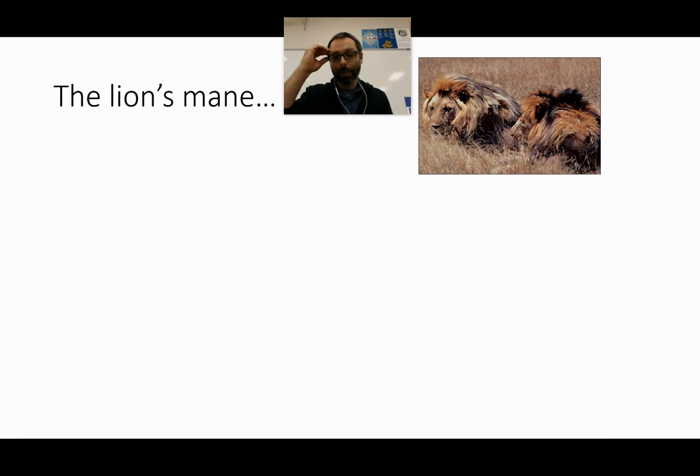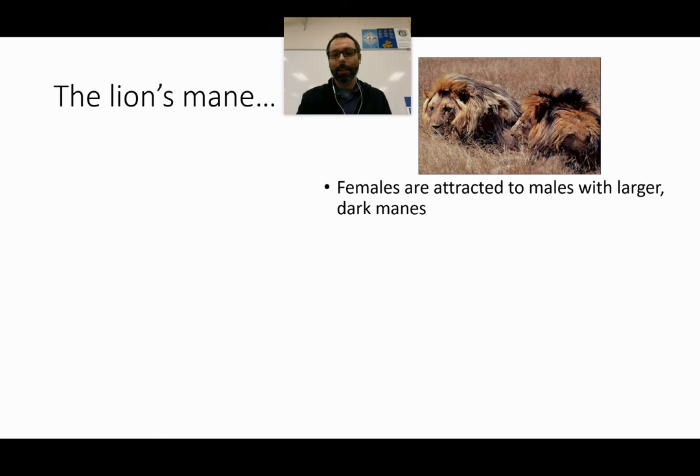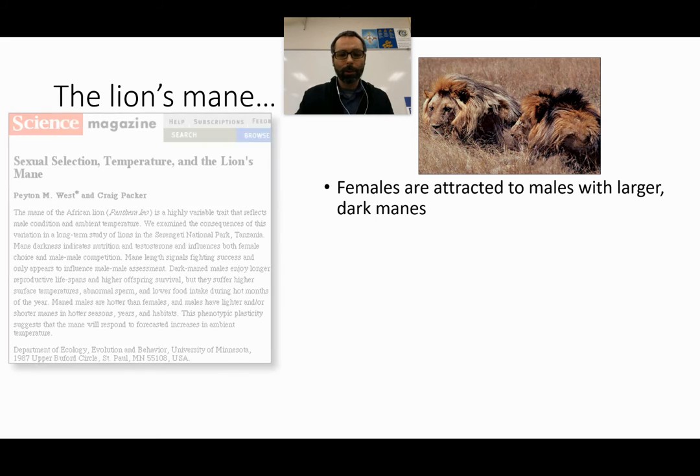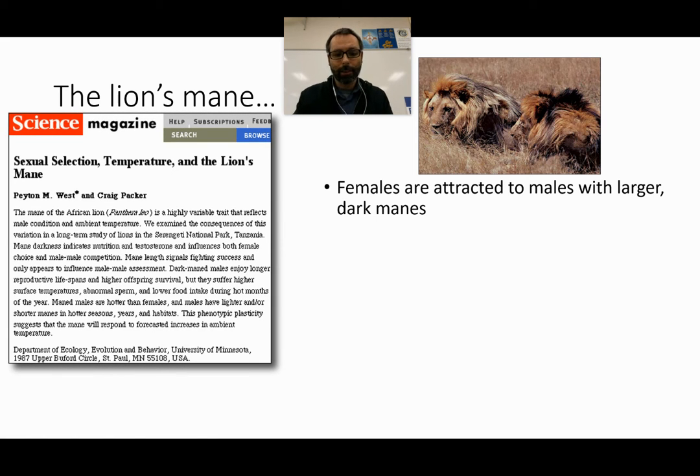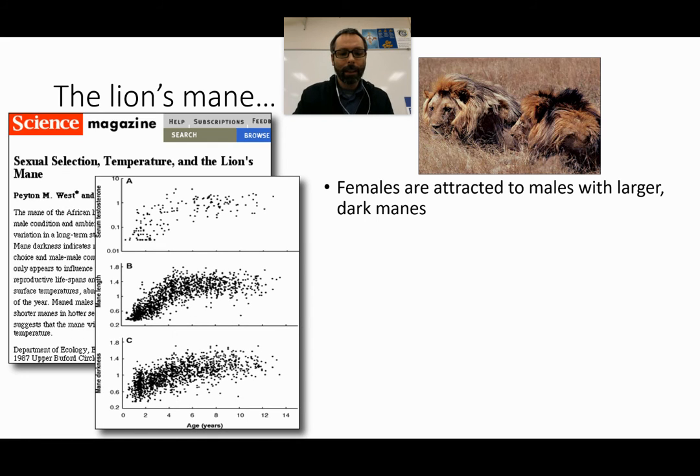And so talking about the lion is actually a really interesting one. The idea would be that the females are attracted to males with larger, darker manes. But why would this be, right? And how would the females know this kind of thing? So, of course, scientists went out and they tried to study this. And what they basically did is they went out and they got blood samples from all kinds of different lions. Every dot on these graphs represents a lion that they got a sample from, right?